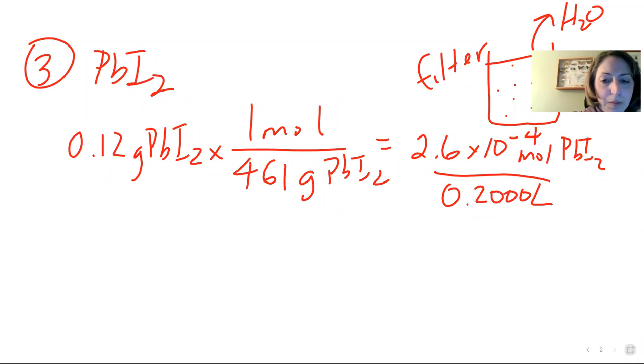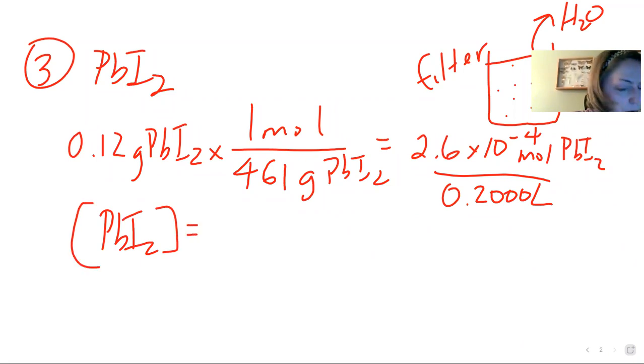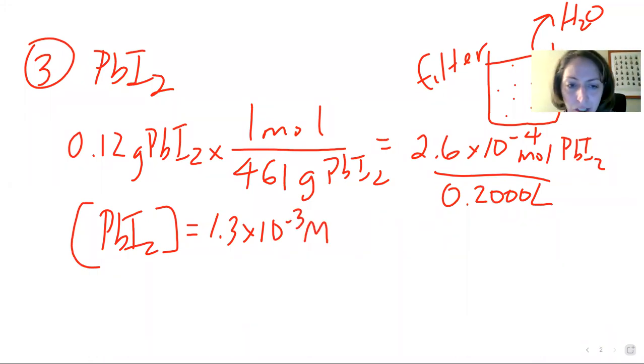So that means that the concentration came out to about 1.3 times 10 to the negative 3rd. Now that is the molar solubility. So that's basically your X value in an ice table. That's how much of the lead iodide actually dissolved to make a saturated solution at equilibrium.